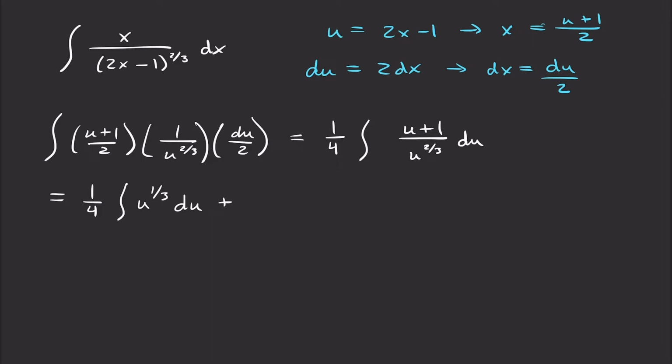And then plus, this 1/4 is multiplying the other term as well. So this is just 1 over u to the 2/3, which will bring that to the top and make it u to the minus 2/3 times du. And now we can integrate.